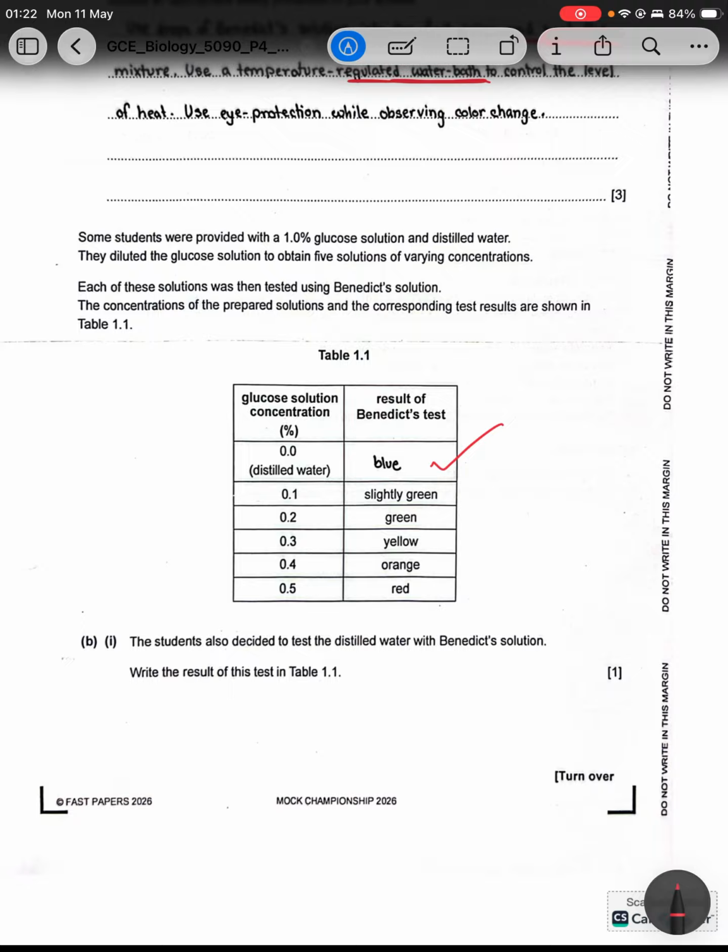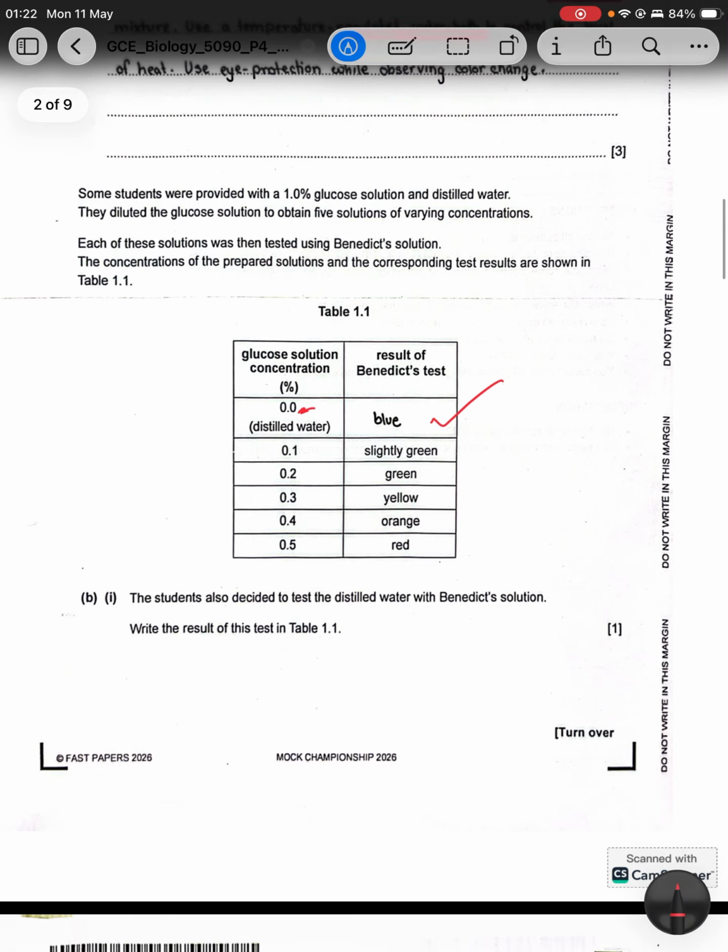The student also decided to test the distilled water with Benedict solution. Write the result of this test in table 1.1. So the original color is blue, and there is no glucose concentration, which is 0 here in distilled water. So this is going to be blue.